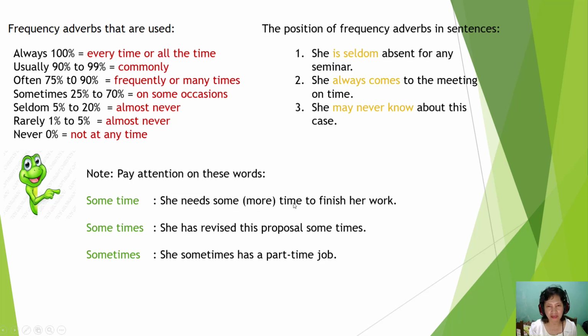It means that the time here is an amount of time. It is uncountable. So it's like duration, 5 minutes, 10 minutes, like that. She has revised this proposal sometimes. Times here shows the frequency. So she has revised the proposal not only once, but more than one, 3 times, 4 times. And then she sometimes has a part-time job, sometimes showing this frequency adverb on some occasions, 3 times. So she may have 3 times a week of this part-time job.